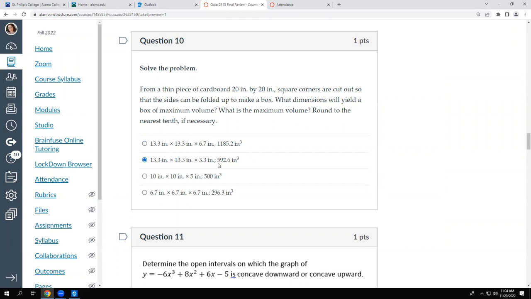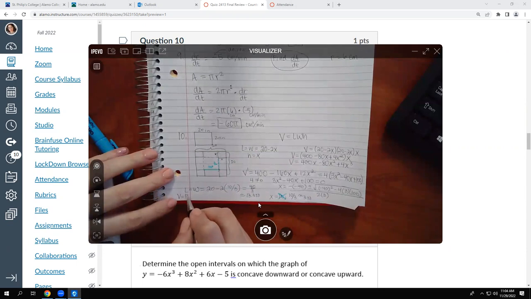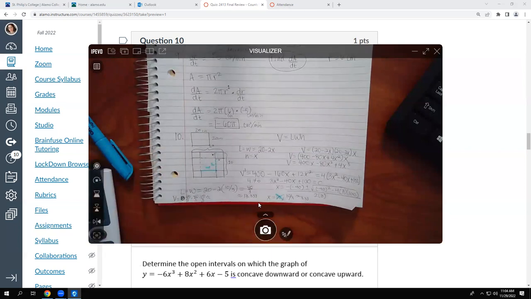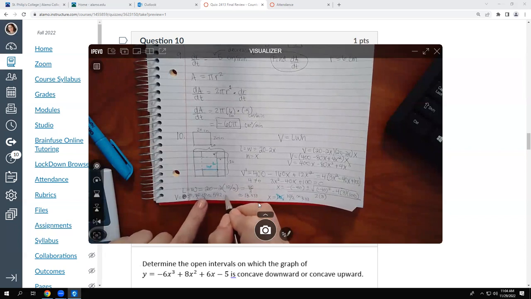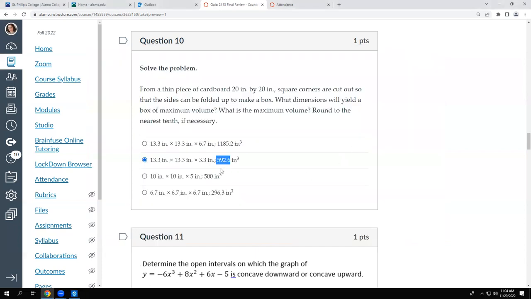It says, what is the maximum volume? How would I get this number? What do you think we have to do? Exactly. So if you wanted to get the volume, you would just do 13, or actually it would be the fractions. 40/3 times 40/3 times 10/3. It gives us an ugly fraction, but it's 592.6. Which is exactly what they have.